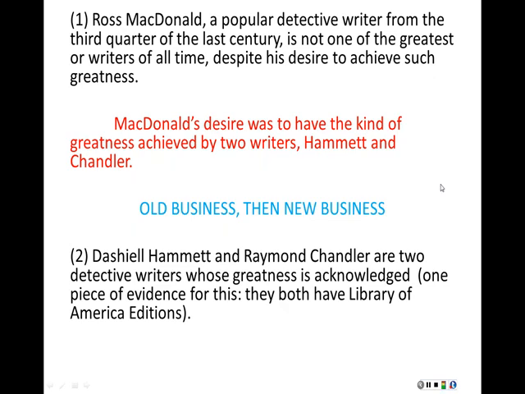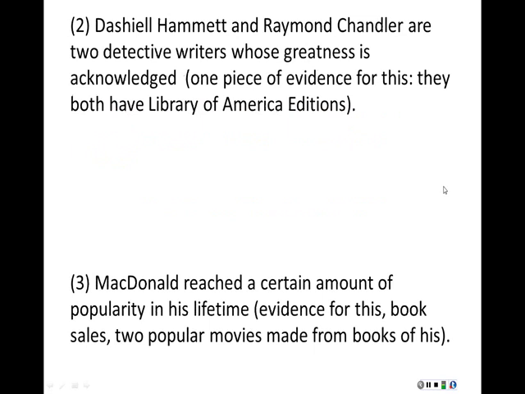Okay, now our next two paragraphs, paragraph 2 and paragraph 3. Dashiell Hammett and Raymond Chandler are two detective writers of acknowledged greatness, and then MacDonald reached a certain amount of popularity in his lifetime. Looking at this can be kind of tricky, like just why are we going from this one thing to the next thing?